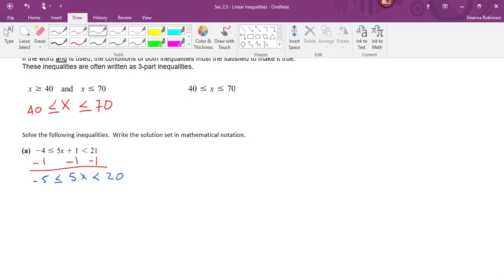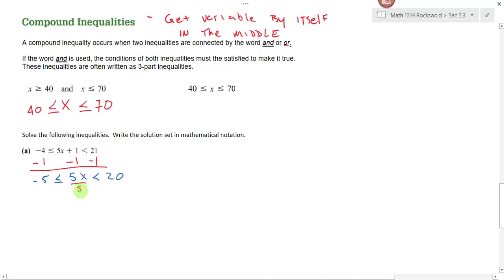How do I get the x by itself? Do I have to flip any inequalities? And what I do to one part, I have to do to the other parts, so I end up with -1 is less than or equal to x is less than 4. How would I write this answer using interval notation? Would I start with a parenthesis or a bracket? And then what? Parenthesis. Why is it a parenthesis on the 4? It's a strict inequality. Right.